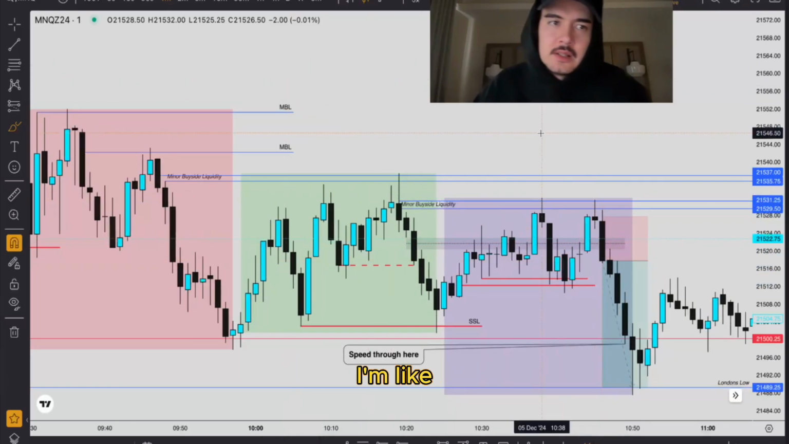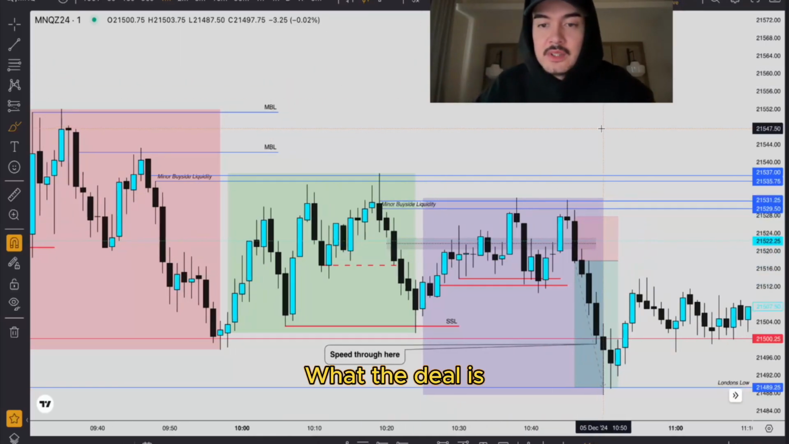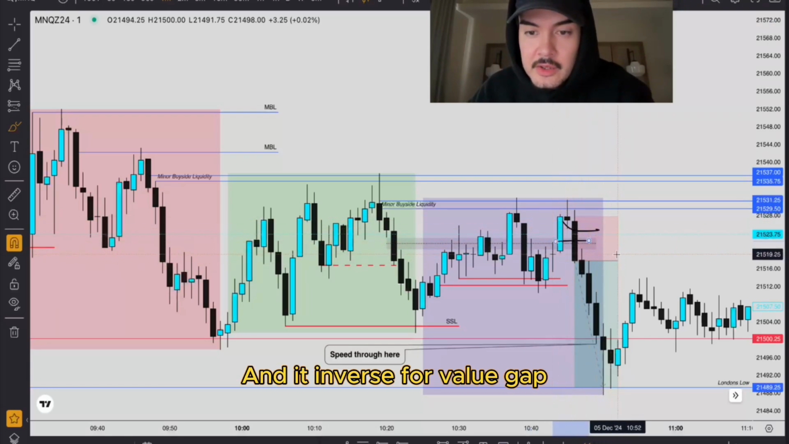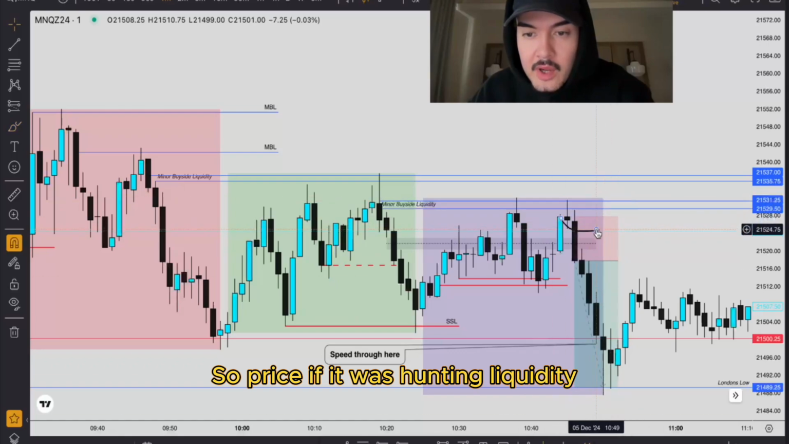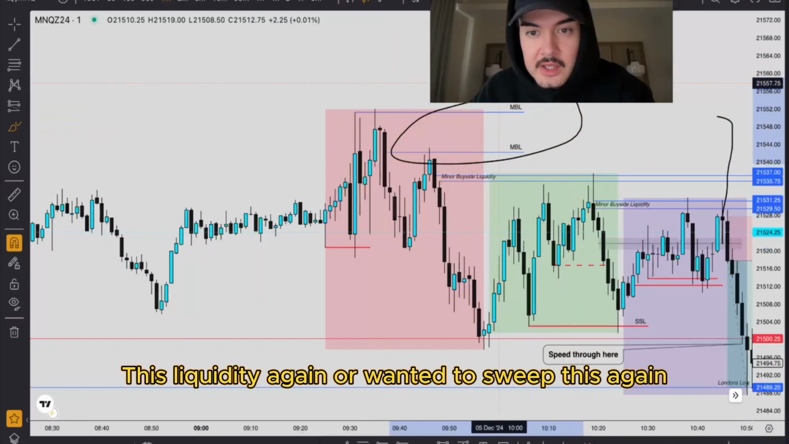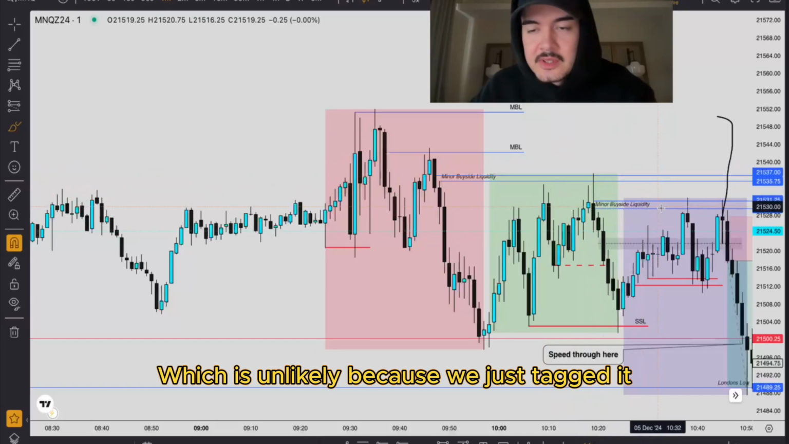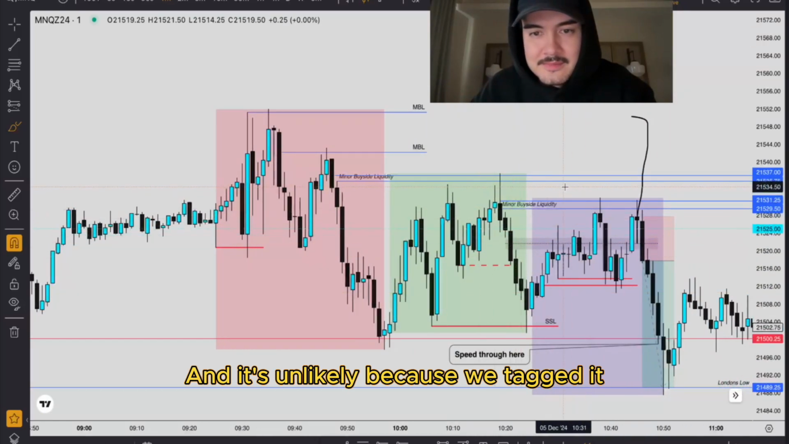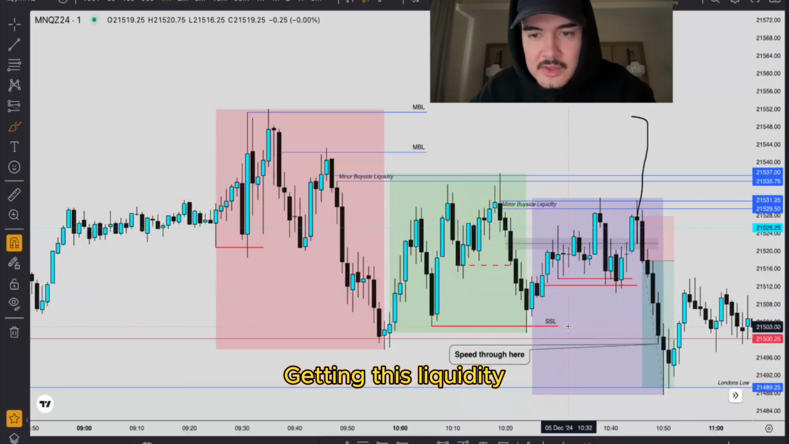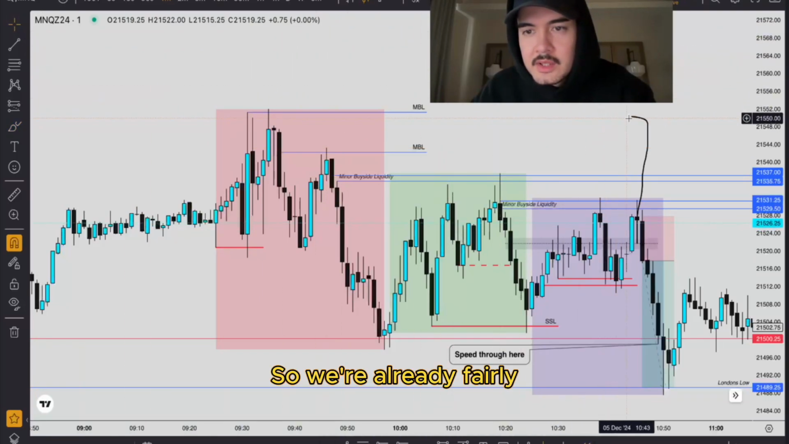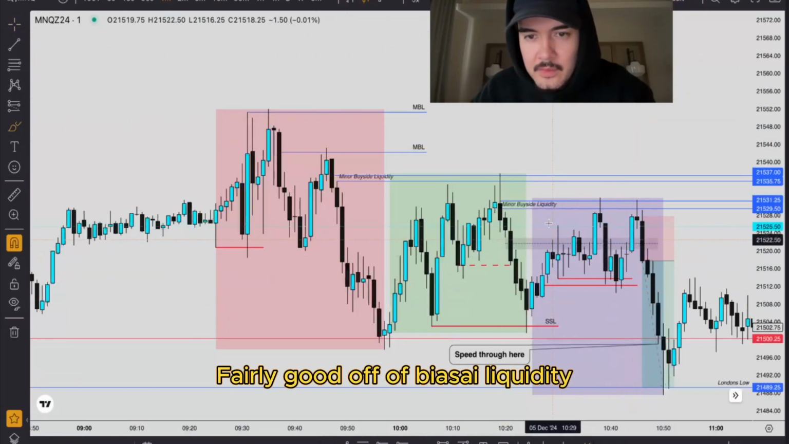So now at this point I'm like, ugh, I'm chilling. I don't know what the deal is. But then we get another engulfing candle and an inverse fair value gap. So price, if it was hunting liquidity, this liquidity again, or wanted to sweep this again, which is unlikely because we just tagged it, and it's unlikely because we tagged it and then we shift lower, getting this liquidity, we come back up, we tag this liquidity.